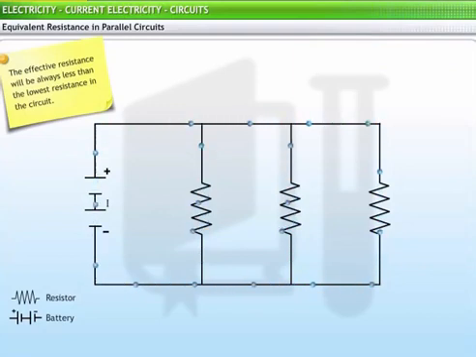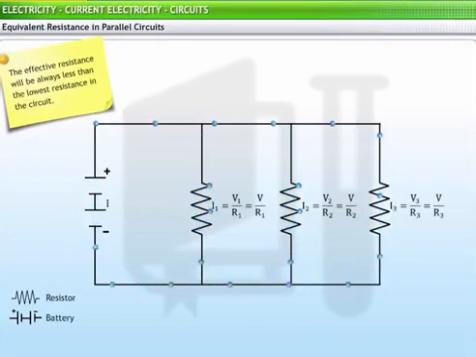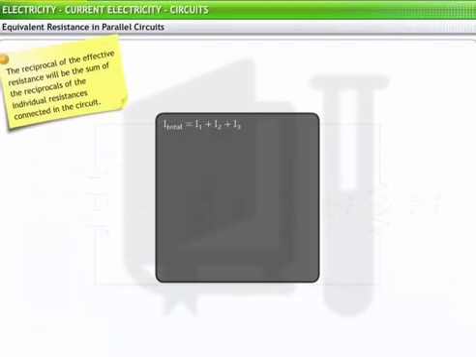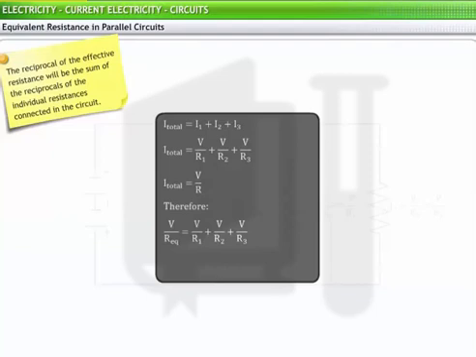As you saw earlier in series circuits, you can calculate the amount of current flowing through each resistor as the ratio of the voltage drop across that resistor to the resistance of that resistor. Substituting the values of I1, I2 and I3 in I total is equal to I1 plus I2 plus I3, you get V divided by R is equal to V divided by R1 plus V divided by R2 plus V divided by R3. This gives you 1 divided by R is equal to 1 divided by R1 plus 1 divided by R2 plus 1 divided by R3.